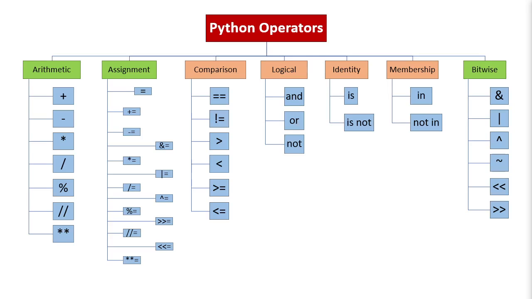So that's it for this video, guys. Just to recap, in this video we talked about different types of operators that we didn't talk about in the last video, especially comparison operators, logical operators, identity operators, and membership operators.